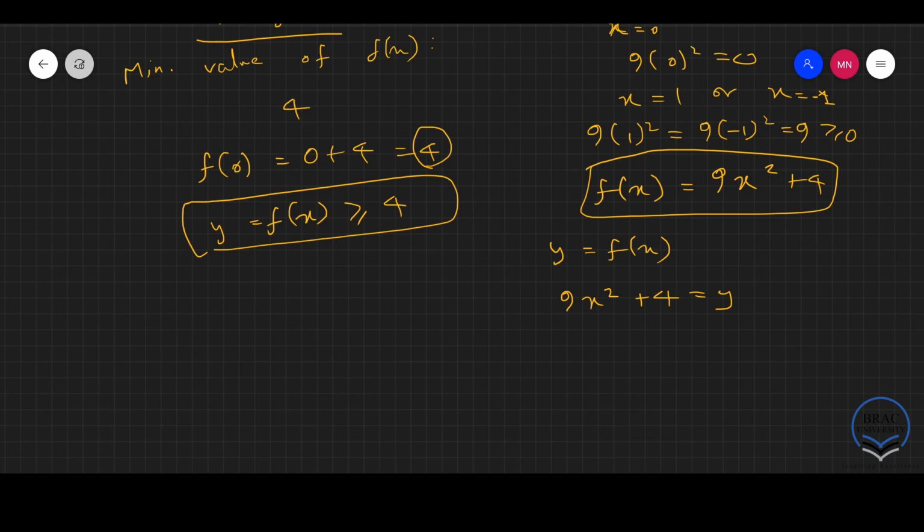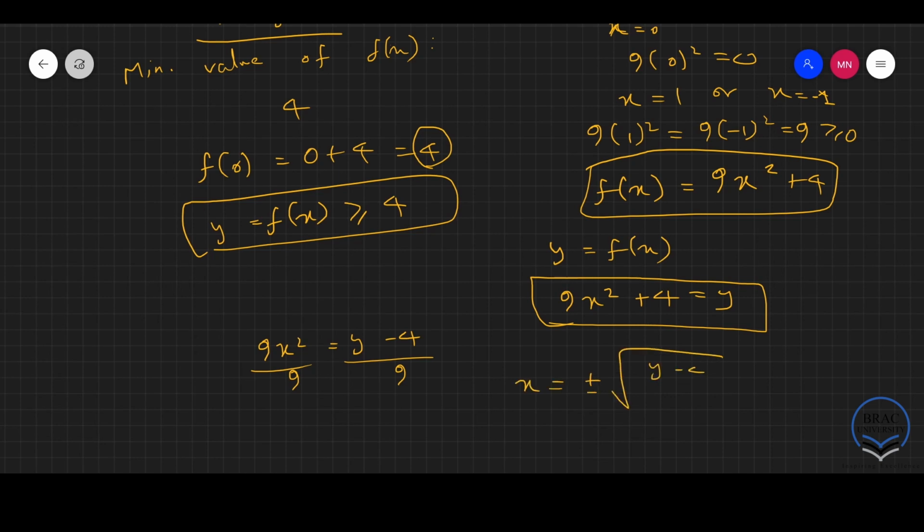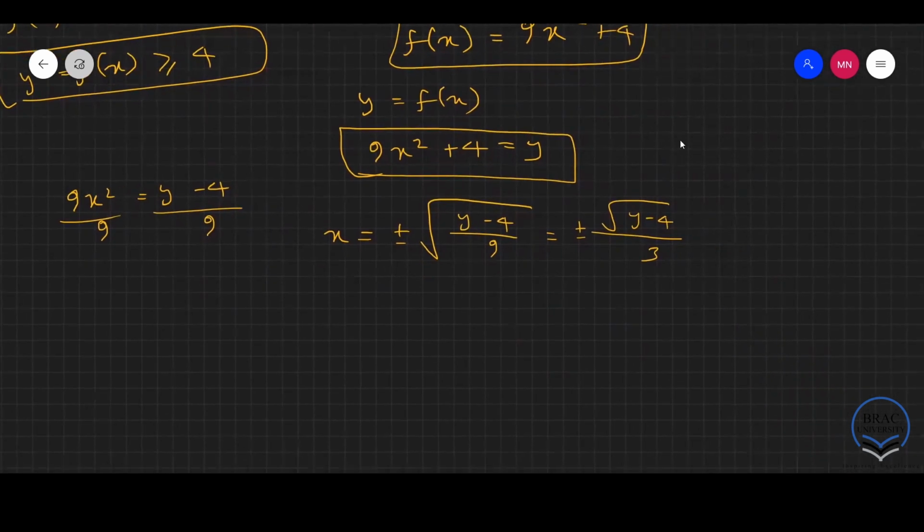Right, so now we can solve this equation for x. So solving this equation for x, we have 9x squared is equal to y minus 4, divide both sides by 9. And then we can take the square root on both sides. So x is equal to plus or minus square root of y minus 4 over 9. This becomes plus or minus square root of y minus 4, and the square root of 9 will be 3, right? So this will be our value of x.